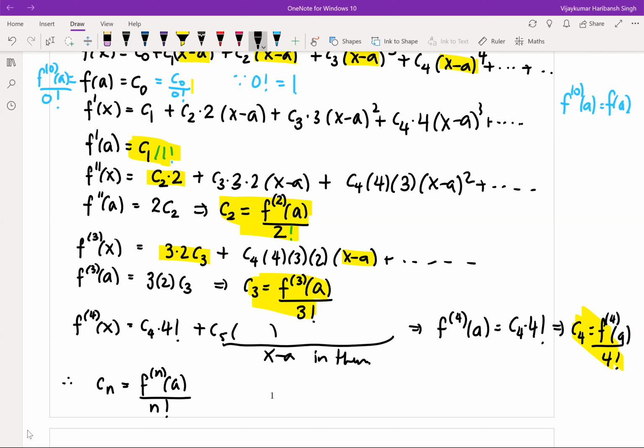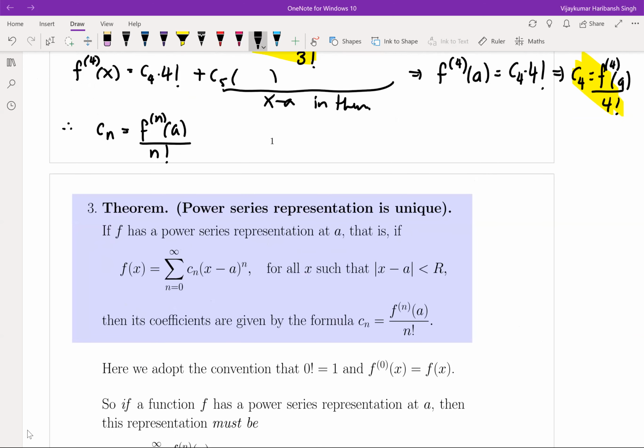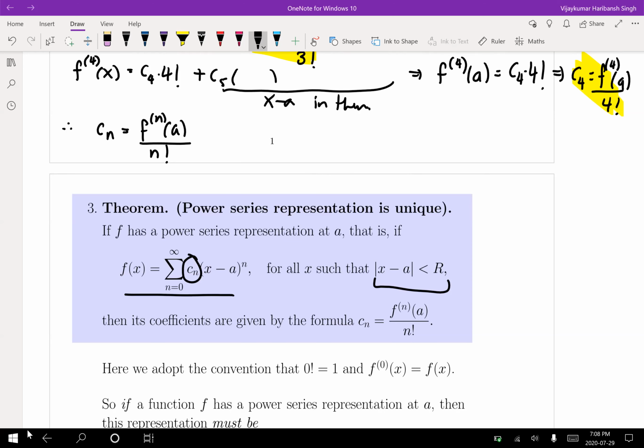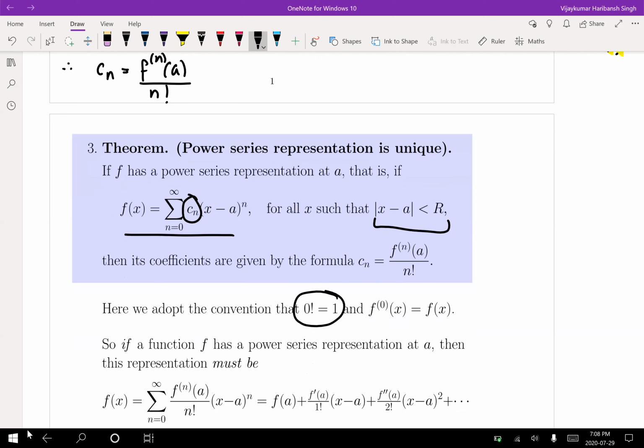So therefore, if you have a power series representation of function f in the interval of convergence |x minus a| less than R, and your f(x) is written like this, then these Cn's are essentially given by the following formula: f^(n)(a), the nth derivative of the function at a, divided by n factorial. Here we adopt the convention that 0 factorial is 1 and the zeroth derivative f^(0) is f(x). This is used so that we can write it in the short form.